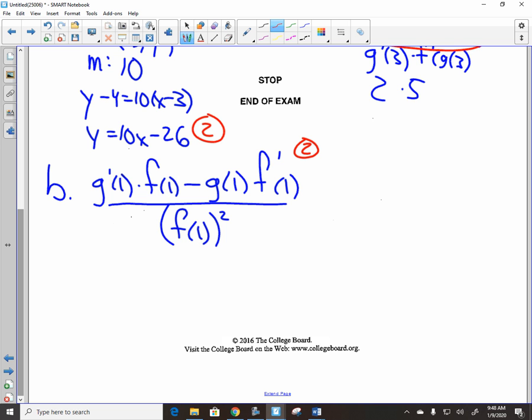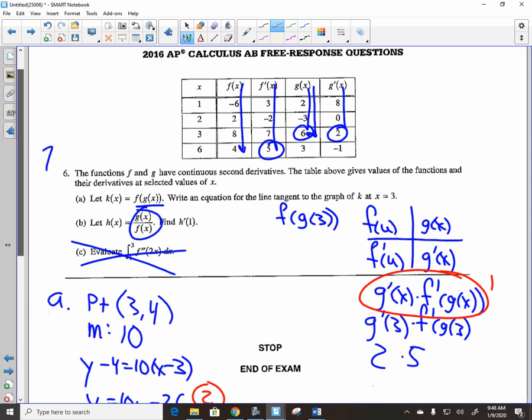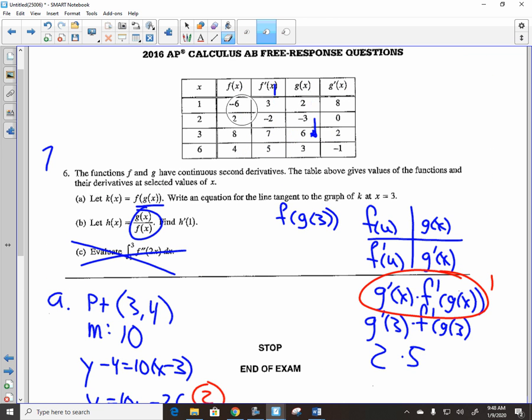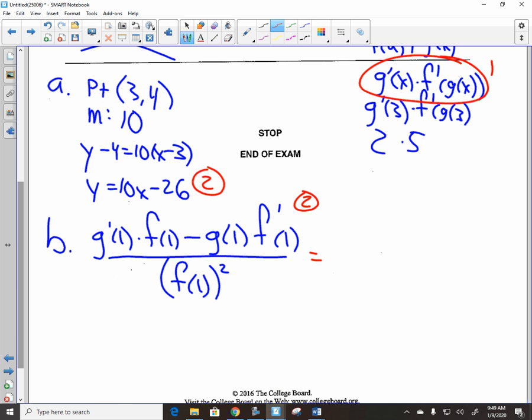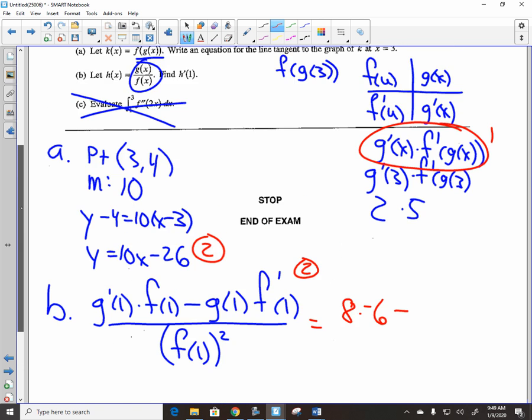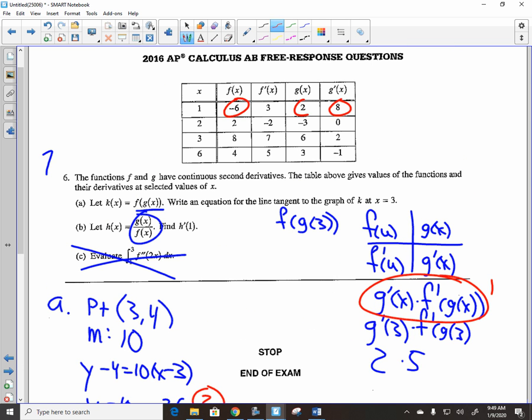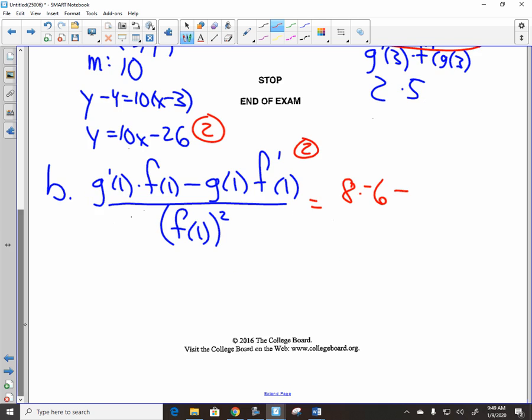Now we want to try to actually evaluate that. G prime of 1 is 8. F of 1 is -6. So we got 8 times -6, minus, and then you have g of 1 times f prime of 1. So you have 2 times 3, all divided by the bottom squared. So f of 1 squared.